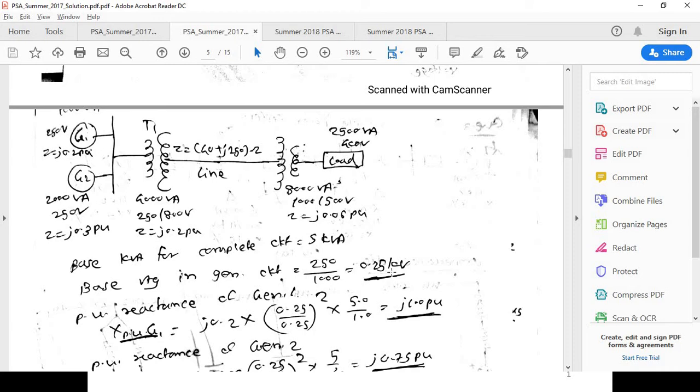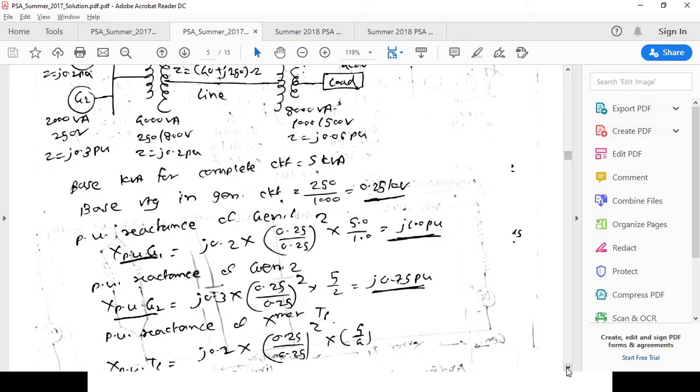that is 0.25 kV. So per unit reactance of the generator 1 is nothing but j0.2, that is the original reactance, into (0.20 upon 0.20) squared into 5.0 upon 1.0, that is j1.0, because we are having the idea that in this case the base voltage and base power are the same. That is, we had calculated the per unit reactance of the generator.